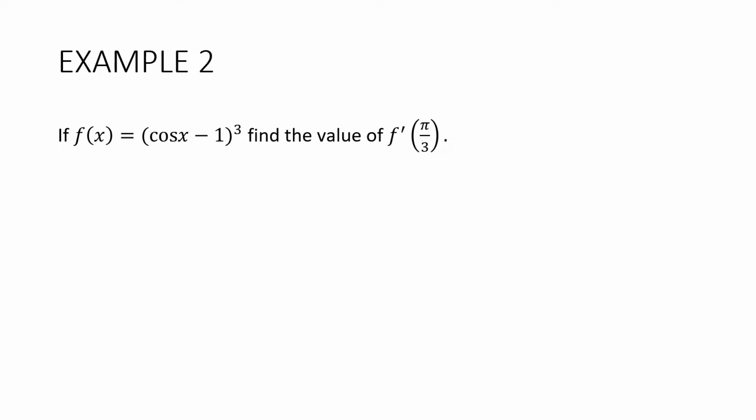Let's try another one. If f of x is equal to cos x take away 1 all cubed, find the value of f dashed of pi on 3. So the inner function is cos x take away 1. The outer function is a power rule.